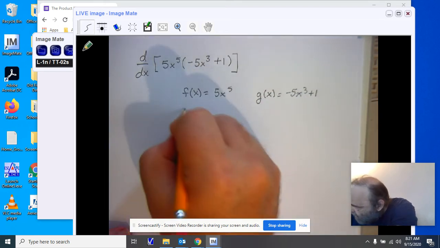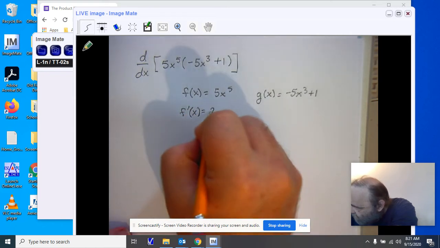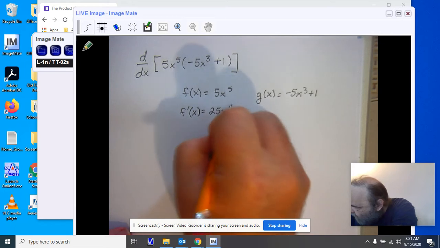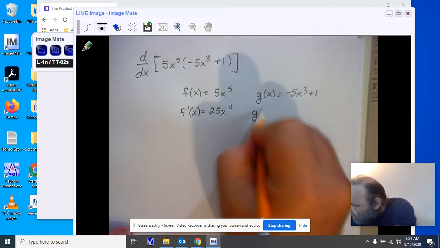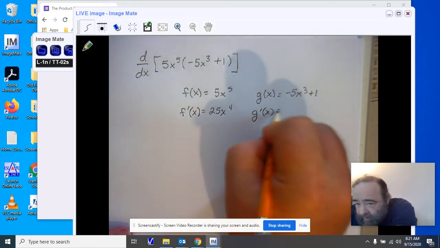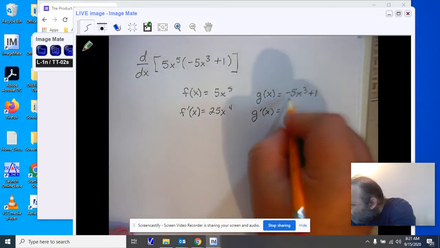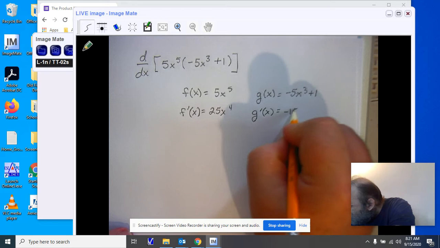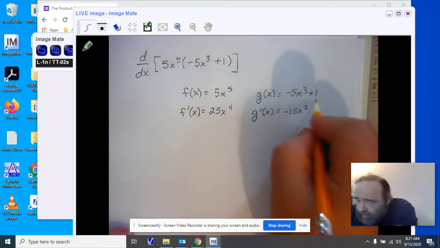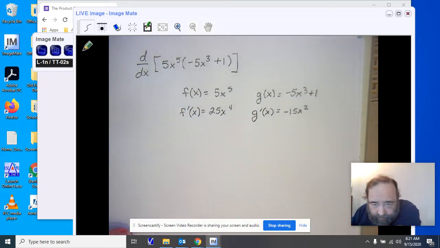We're now going to find what f prime of x is. That is the derivative, and this gives me 25x to the fourth. I then find g prime of x. Notice I'm using the general power rule for each of these. So we have the negative 15x squared, and the 1 becomes 0.